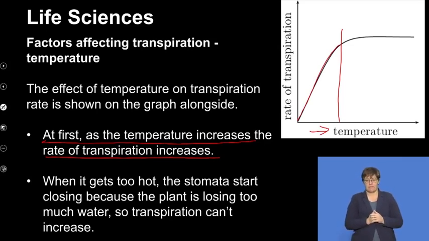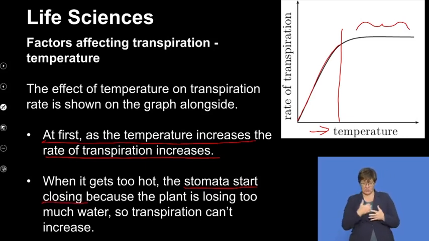But after a while, that increase stops. Why? And the reason for that is, as it gets very hot and the plant loses too much water, the stomata start closing. So even if the air is hot, because the stomata are closed, more transpiration can't occur, so your transpiration rate then stabilizes or remains more or less constant.